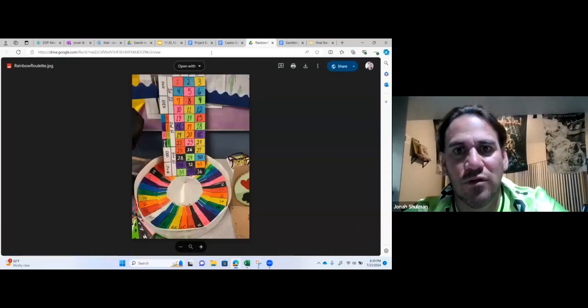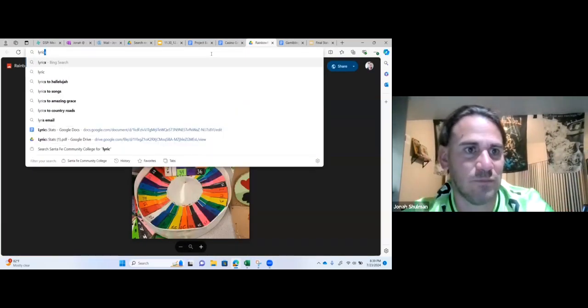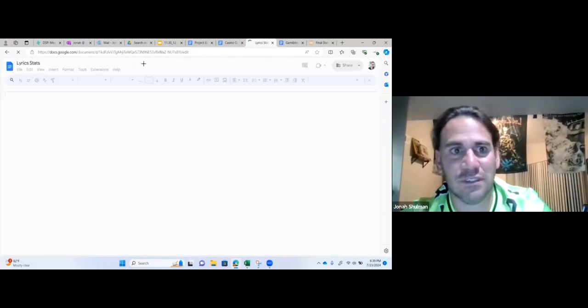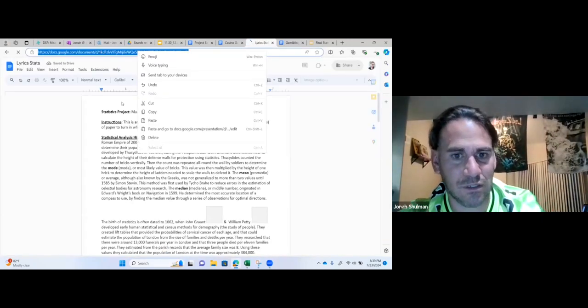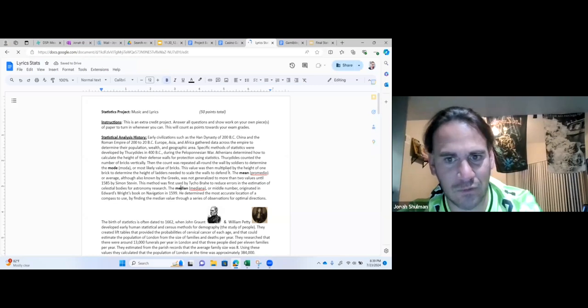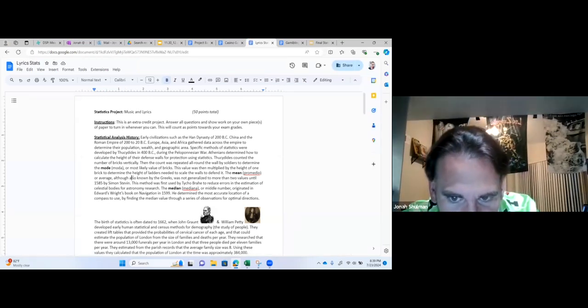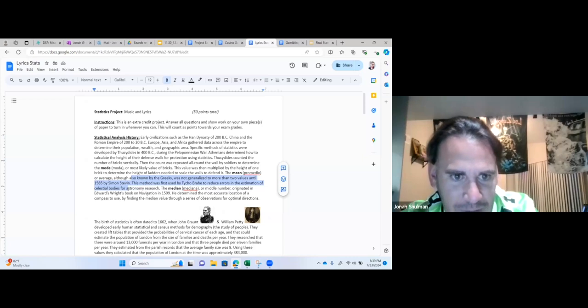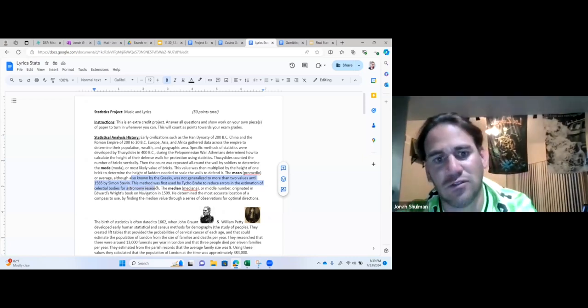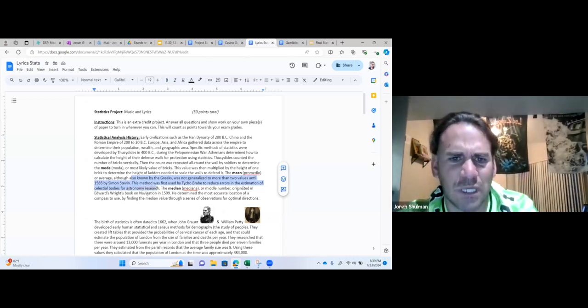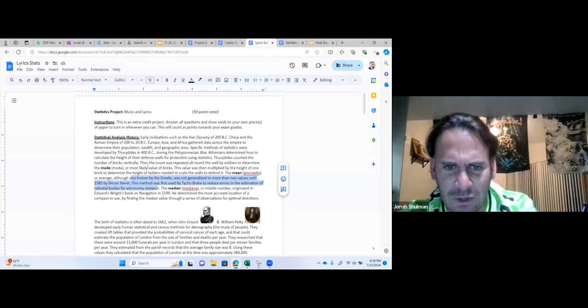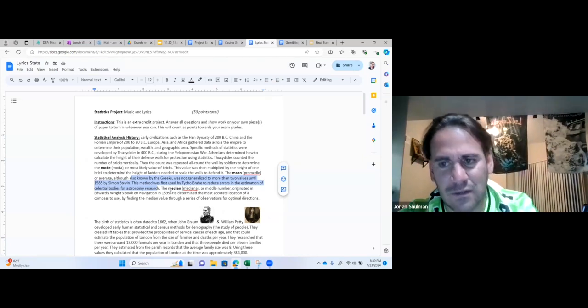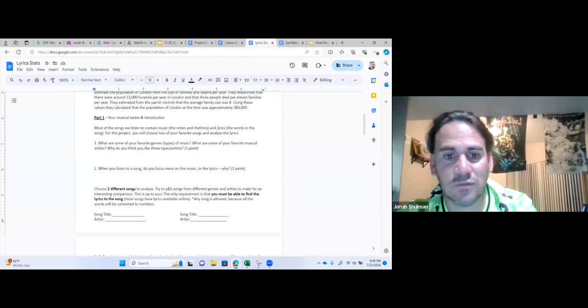And I've used the lyric one in almost every class I've taught because students love music. And anytime I have to teach statistics, I always just use this one. I talk about where the median comes from, where the mean comes from. The mean, known by the Greeks, was not generalized to more than two values until Simon Stevin. This method was first used by Tycho Brahe to reduce errors in the estimation of celestial bodies in astronomy research. So there's a bunch of different places for the mean. There's the mode for the height of bricks, and there's the navigation for where the median comes from.